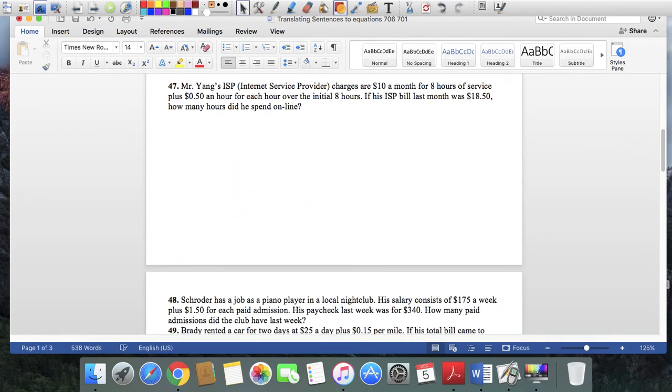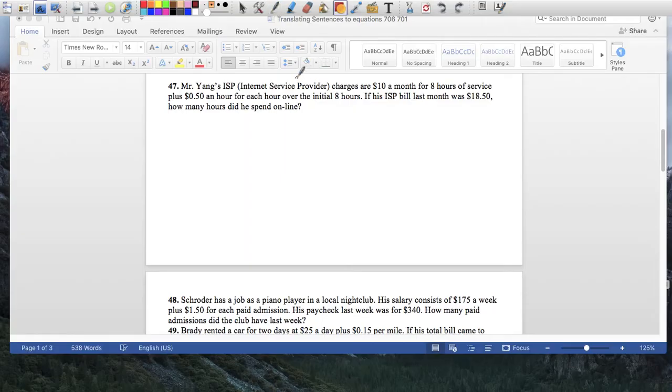ISP, Internet Service Provider, charges $10 a month for 8 hours of service. So your first 8 hours is $10, and everything after that is 50 cents. So this goes back to the problem we talked about in class of renting the car. So just to rent a car, not even drive the car around, I guess you have to pay, what was it? I forget, $39.95 or something in class.